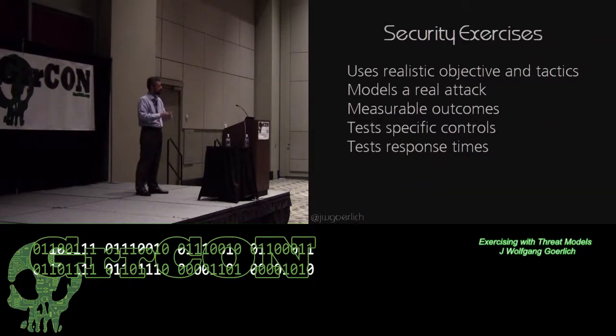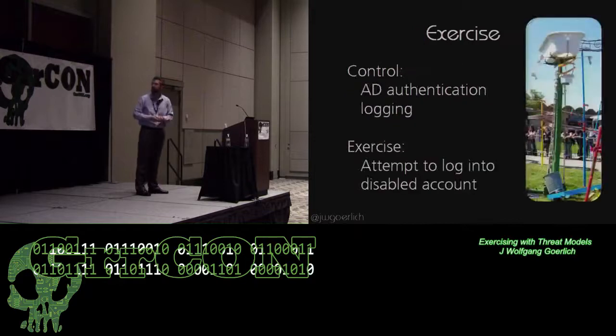And we should test not only the controls. I know I've said this once before, but I'll say it again. We also need to test the response time, end to end. Do people know what they're doing? That's the muscle we're trying to build. Do they know how to respond, who to talk to, how to get it done? And it should be very simple stuff. AD authentication, attempt to log into a disabled account.